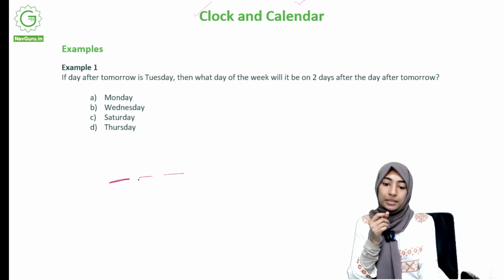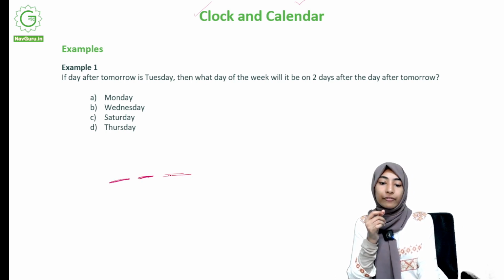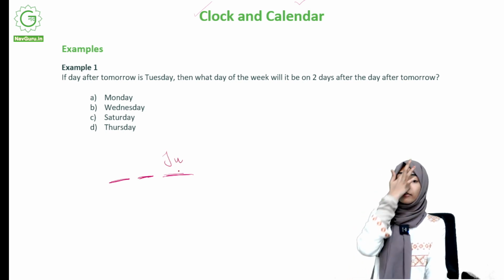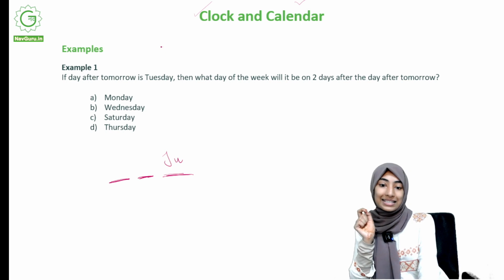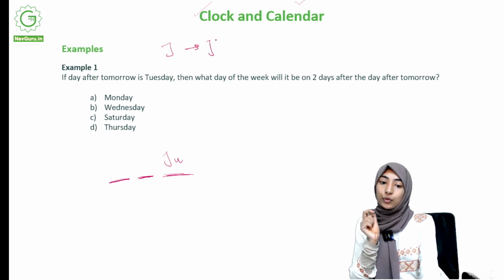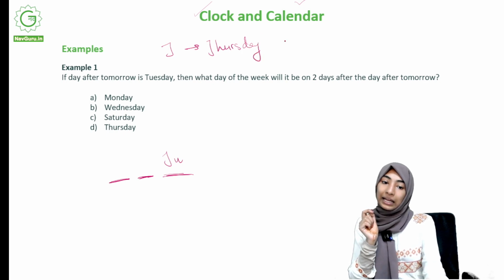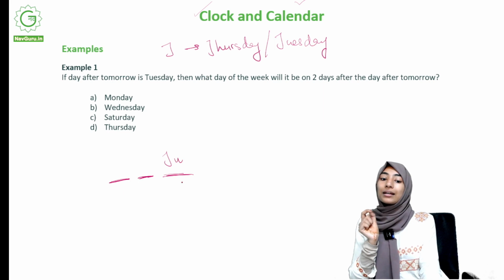So this is today, and say this is tomorrow. This is day after tomorrow. Day after tomorrow is Tuesday. We'll write it as TU. Why are we writing it as TU? Because if we write it as T, we could also confuse it with Thursday, right? There is a possibility that T can mean either Thursday or Tuesday. So when you have T as a day of the week, write it as TU.